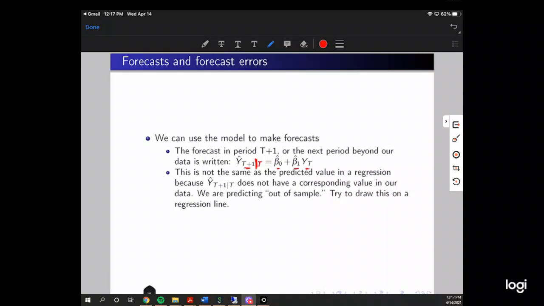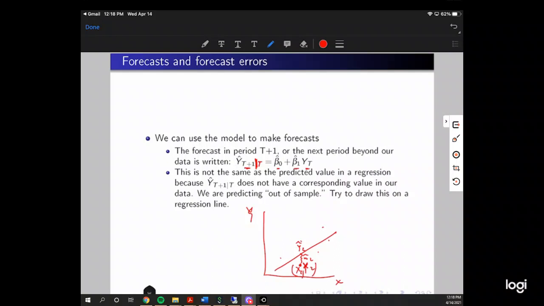This is not the same as the predicted values in a regression because y hat t plus 1 conditional on T does not have a corresponding value in our data. We are predicting out of sample. So what do we mean by this? This means that if we have x and y, what we've been doing so far, we might have some data points, and we fit a line to these data points. And we use our regression, say this is x2, y2, then we use the regression line to predict y hat 2, right? And we had the residuals, u hat 2. But this y hat 2 corresponded to a real data point here, x2, y2.